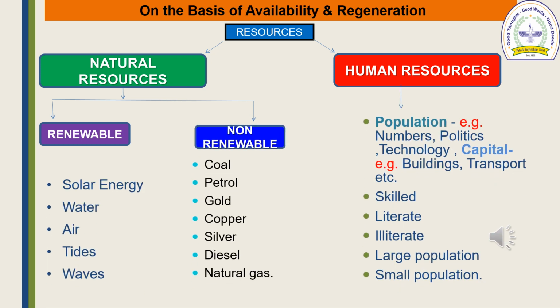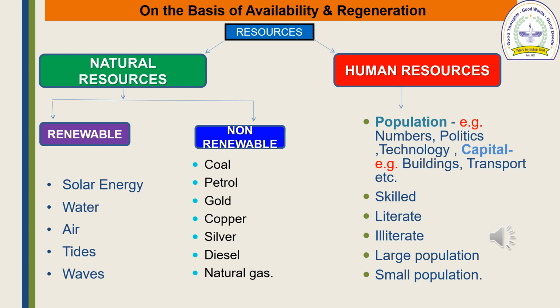As I told you a minute before, classification of resources on the basis of availability of regeneration. See the clear picture of natural resources and human resources. Natural resources comprise two parts: renewable resources and non-renewable resources. Renewable resources, for example, solar energy, water, air, tides, waves, etc. Non-renewable resources, for example, coal, petrol, gold, copper, silver, diesel, natural gas, etc.